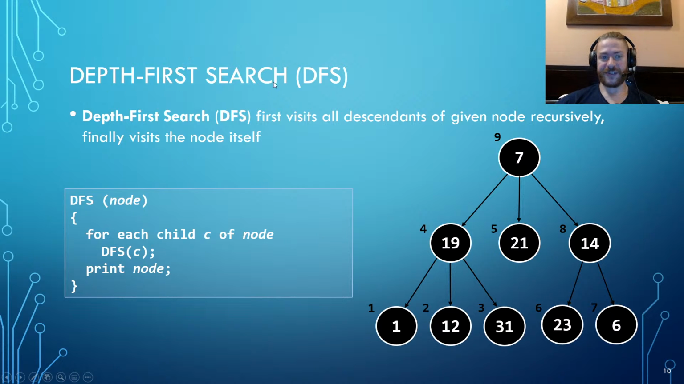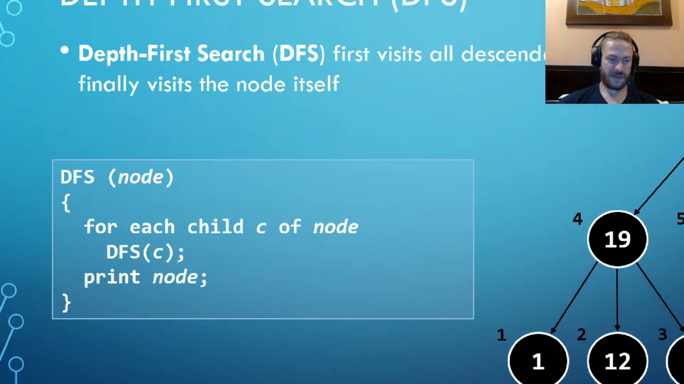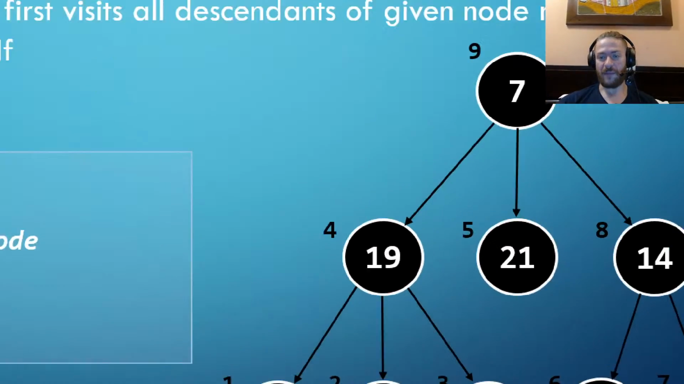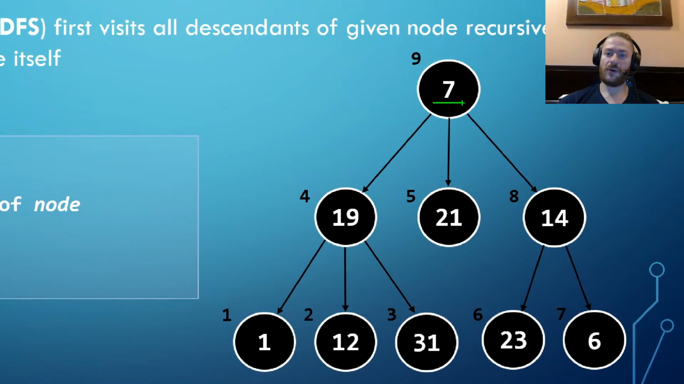So the depth-first search algorithm is very easy to implement. Some function which receives a node says for each child of the node, run the same function. That's a typical recursion, and afterwards print node. What will happen with this algorithm is that we will start at 7, we will go to 19, we will go to 1. We will see that there are no more children, so we're not going to enter another recursion call, so we're going to extract 1. Then it will go to 12, then it will go to 31.